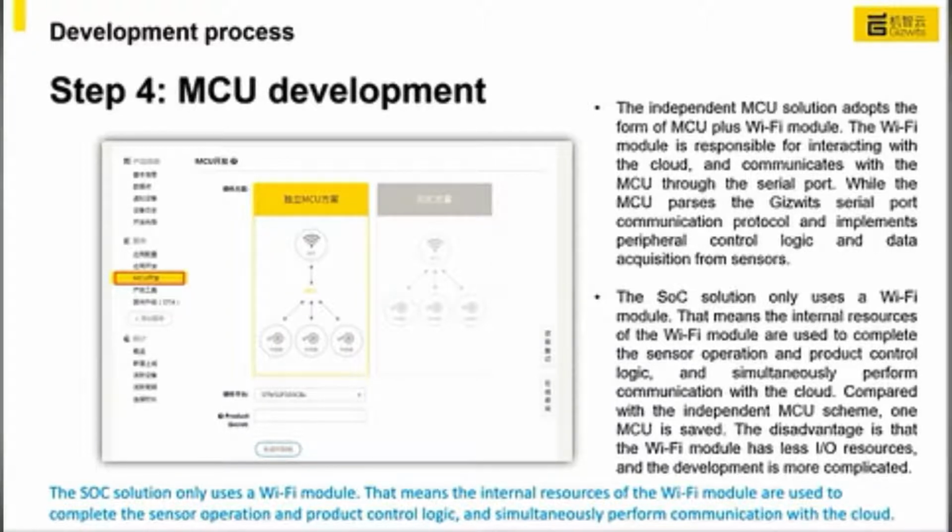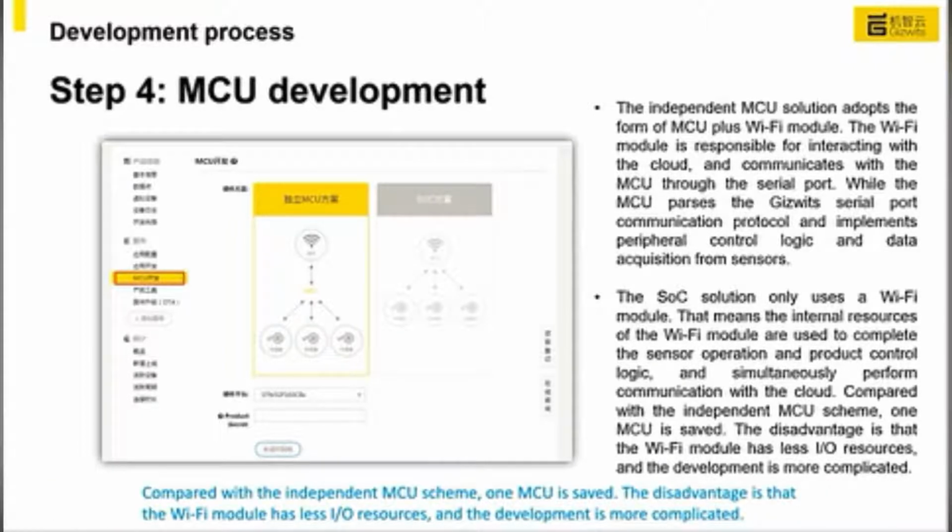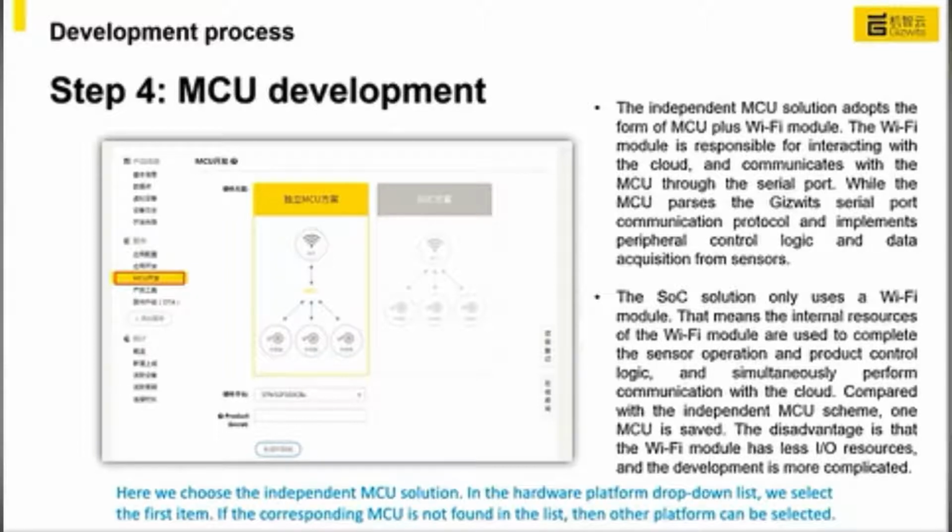That means the internal resources of the Wi-Fi module are used to complete the sensor operation and the product control logic, and simultaneously perform communication with the cloud. Compared with the independent MCU scheme, one MCU is saved. The disadvantage is that the Wi-Fi module has less I/O resources, and the development is more complicated.